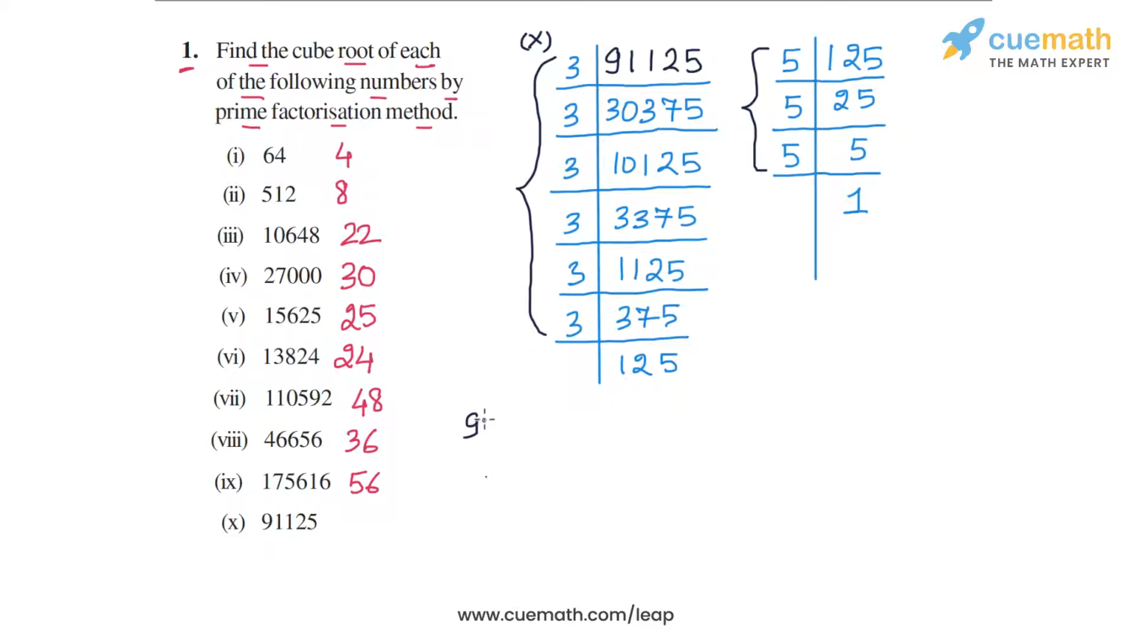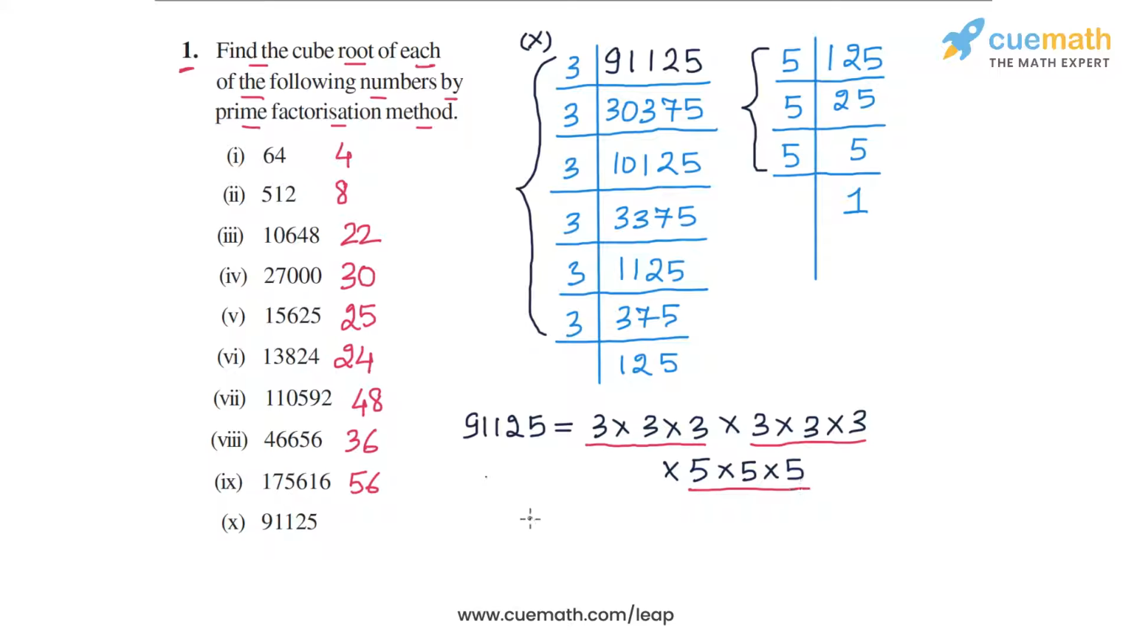So let's write this. 91,125. The prime factorized form of this number has 6 repetitions of 3 and then it has 3 repetitions of 5. So if we group the prime factors into triplets, we get one triplet of 3, we get another triplet of 3, and then we get a triplet of 5. So we can write this as 3 cube into 3 cube into 5 cube, or we can write this as (3 into 3 into 5) whole cube.